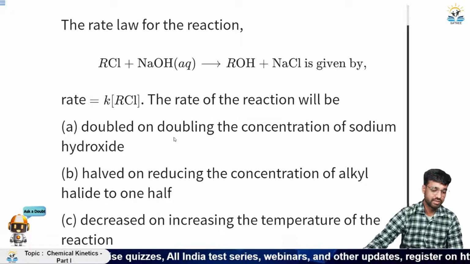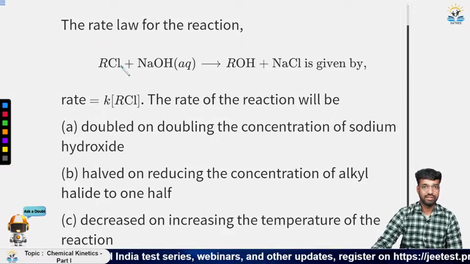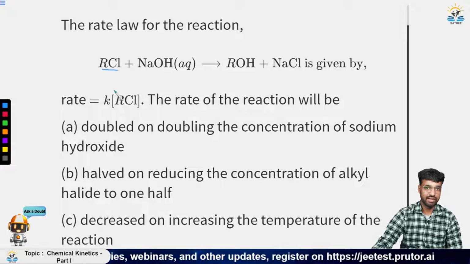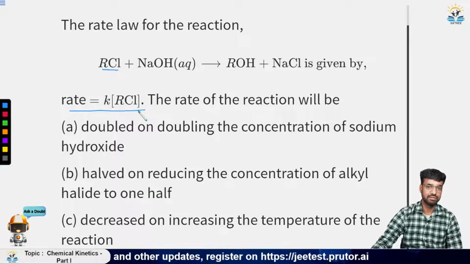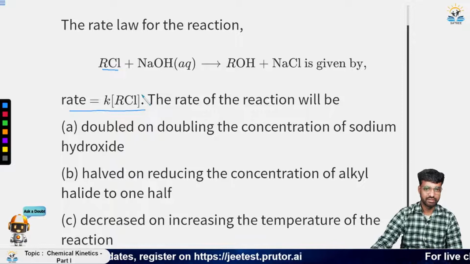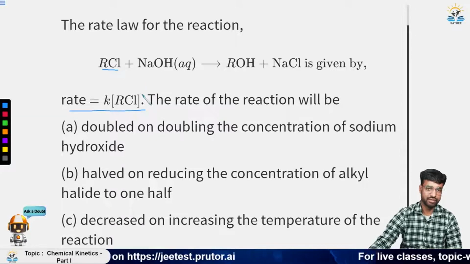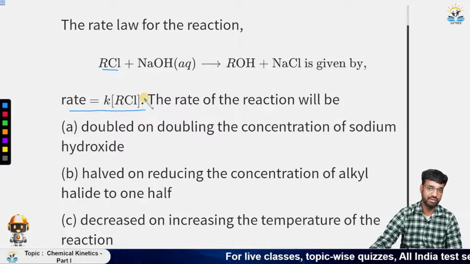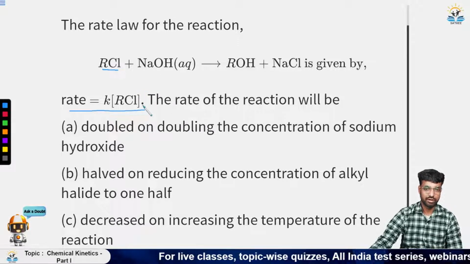What this question says is that the rate law for the reaction is given, that is R is equal to k[RCl]. So you can see here first of all that this reaction is a first order reaction. Why? Because its power is 1 here. It is not written, so it is understood. So the order of reaction is 1.